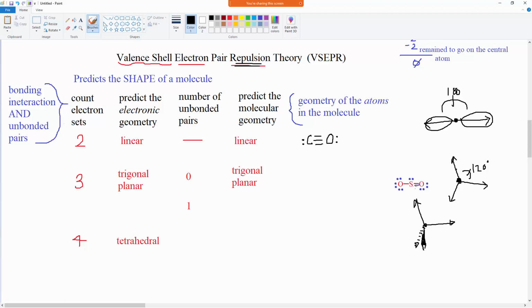Okay, Erica notes the double bond. Yes, the double bond here counts as a single bonding interaction, so that's 1 electron set. And then additionally, we have an unbonded pair right here on the sulfur. That's a 2nd electron set. And then we've got a single bond over here, and that's a single bonding interaction. So there's your 3rd electron set. So we have 3 sets of electrons surrounding the sulfur.